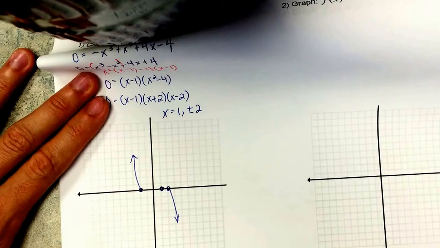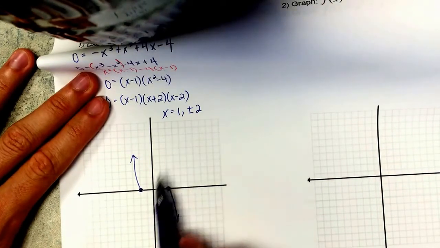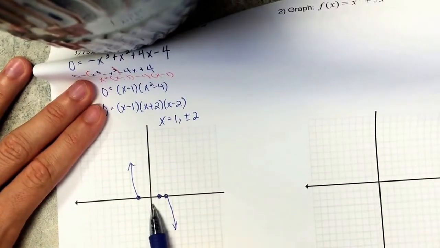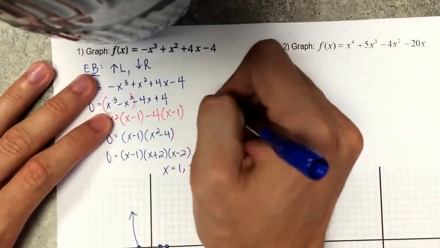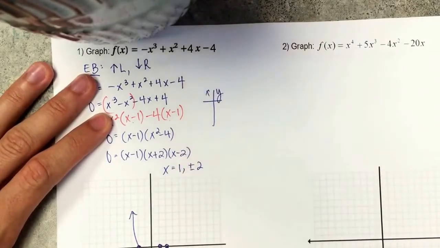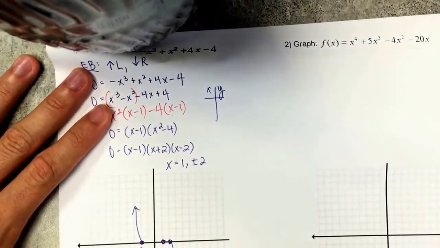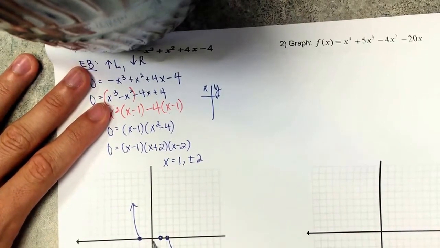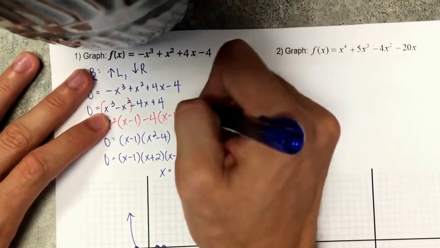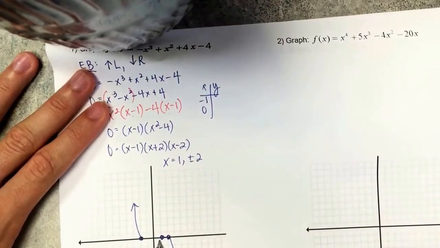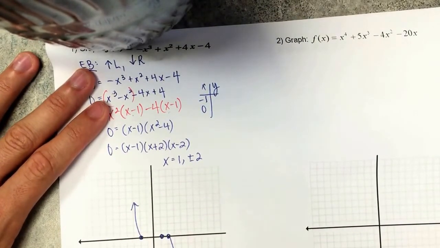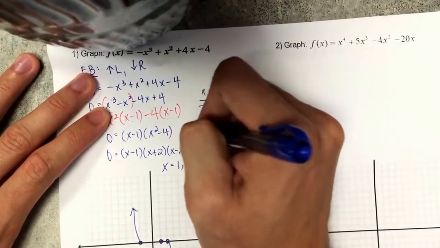And all we're going to do is make a t-chart. The t-chart that we're going to use is going to be every single x value between the zeros. So when I make my t-chart, what values do I pick? Well, I had a 0 at negative 2. So I'm going to plot negative 1, 0. I have a 0 at 1. I have to plot in between 1 and 2. So I'm going to plot 1.5.